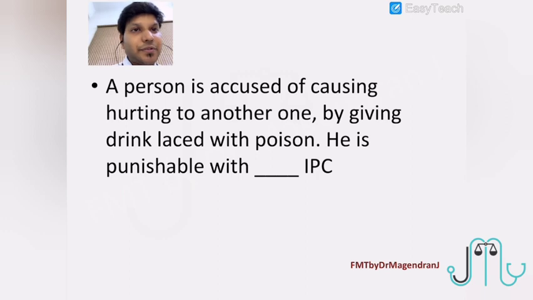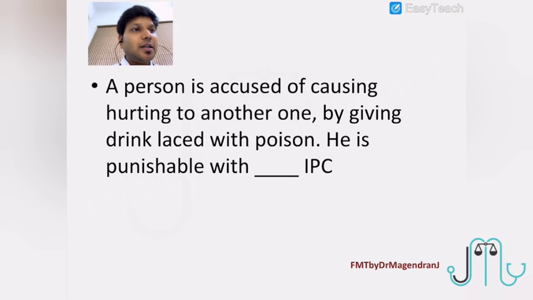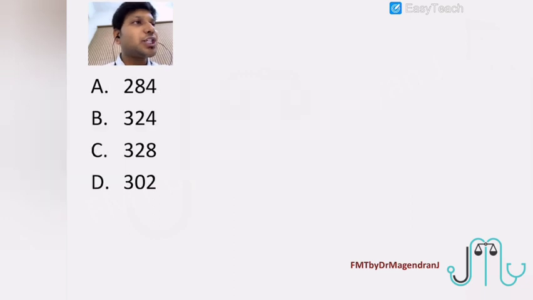A person is accused of causing hurt to another person by giving a drink laced with poison, which is punishable under dash section. Okay, so causing hurt to another person by giving a drink laced with poison. He is giving a drink and intentionally causing hurt with this poison. He is punishable with dash IPC.